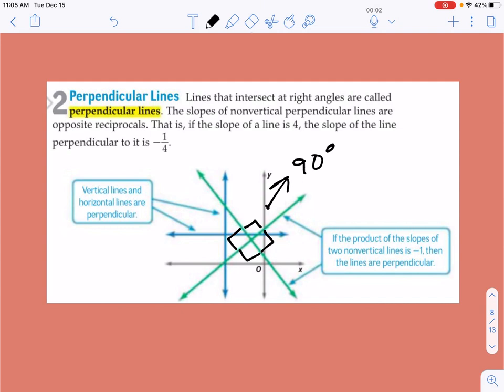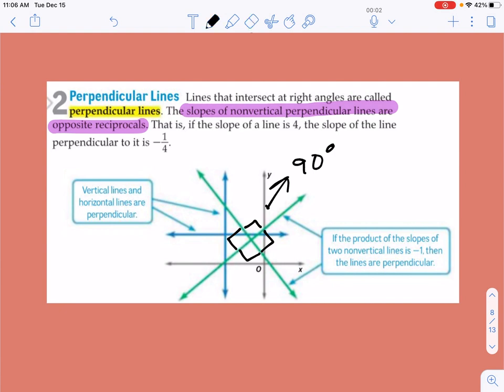Examples of right angles are all around you. Two walls, when they meet, usually form a right angle. Where the walls come down to meet the floor forms a right angle. When things form a right angle, we say that they are perpendicular. So if we have two lines that intersect at a right angle, we call them perpendicular. What's cool is that when they are perpendicular, the slopes of the lines are opposite reciprocals. The slopes of non-vertical perpendicular lines are opposite reciprocals.